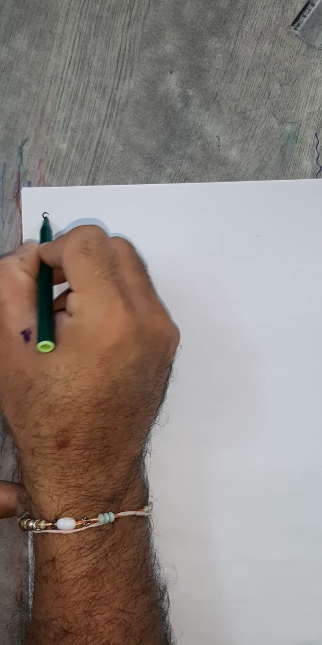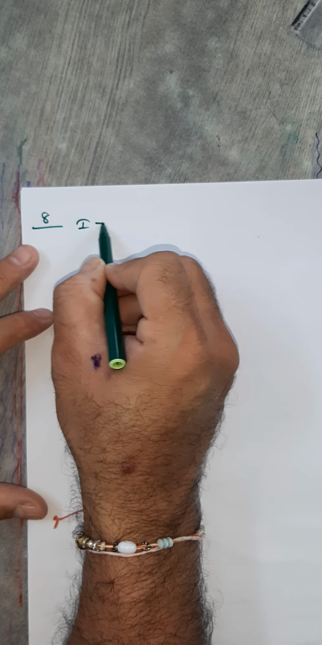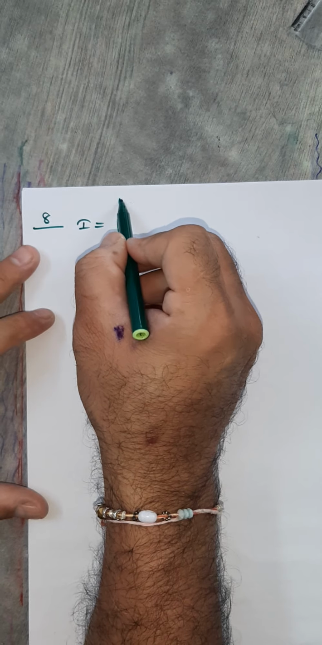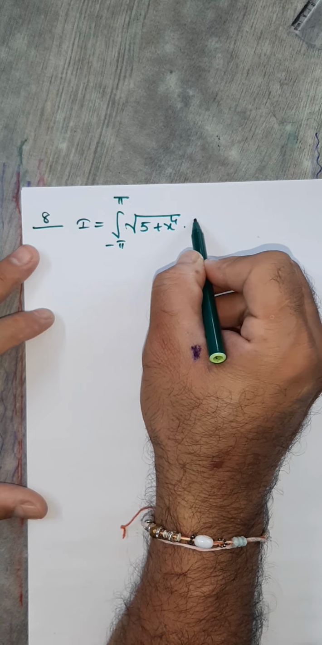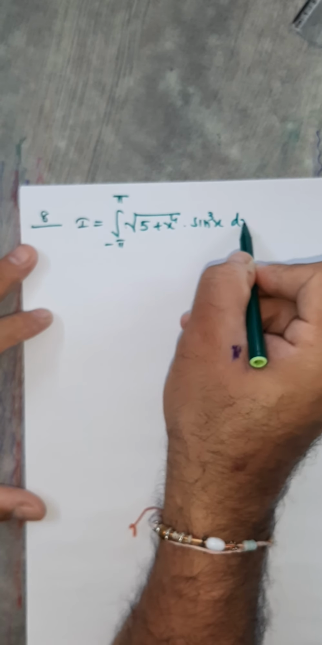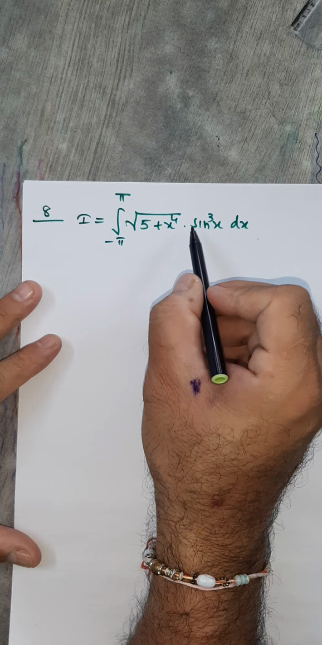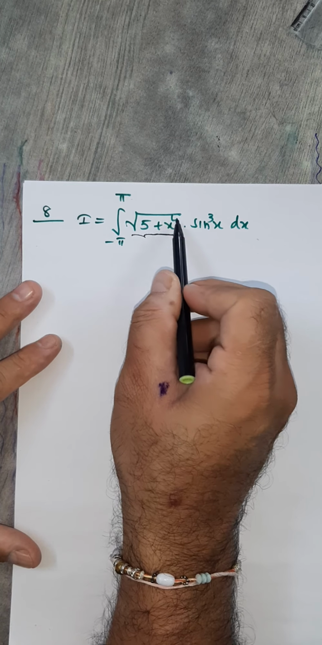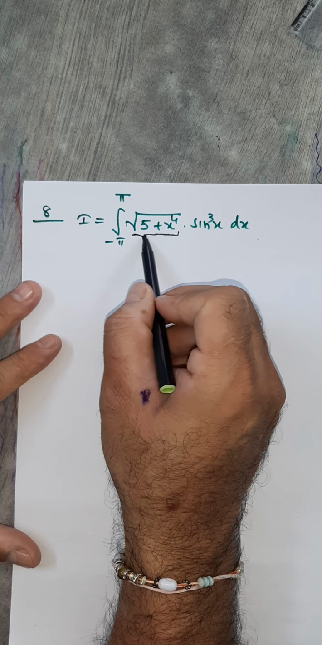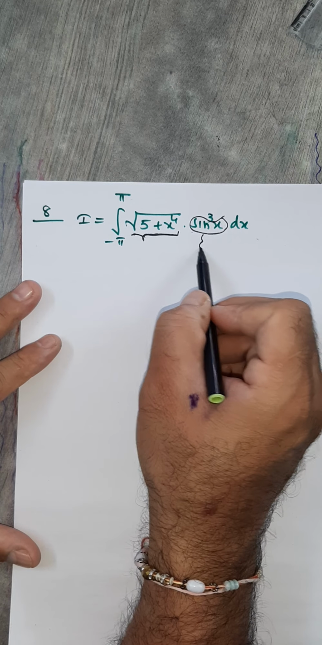Question number 8 here. Let's do one more question. I equals integral from minus pi to pi of root of 5 plus x raised to 4 into sine cube x dx. Again you have opposite limits. As an indefinite integral, it's not easy to integrate. If you observe carefully, here you have x raised to 4, so your minus sign doesn't affect. So this is an even function. You know that sine is an odd function and cube is there, so this is an odd function.